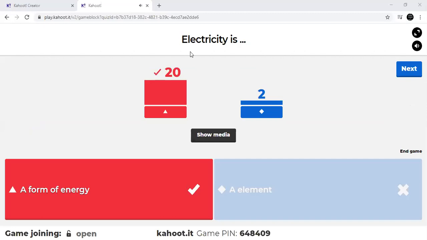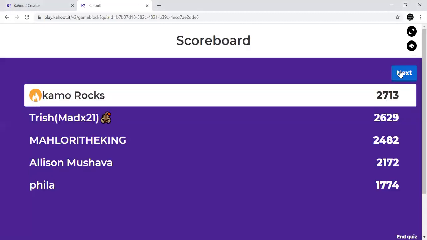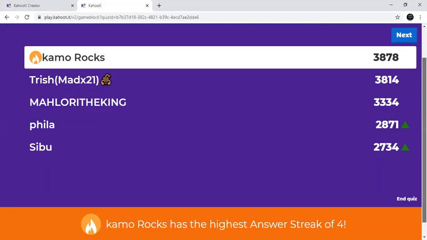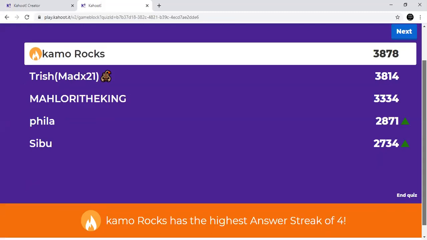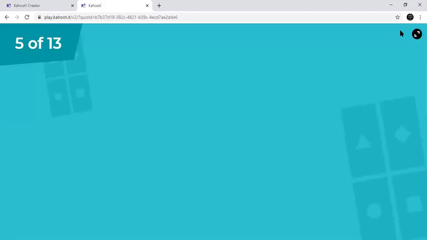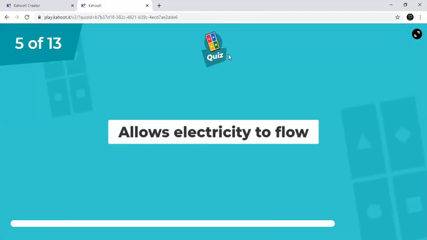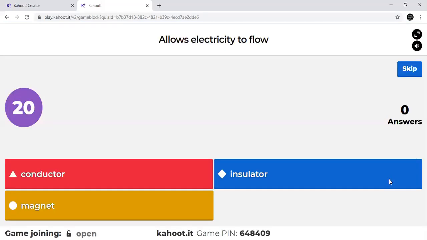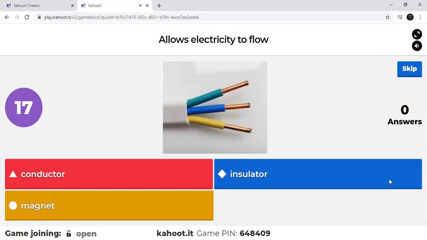Two of us said it's an element. Guys, what's an element? Okay, but well done to the 20 that got it. All right, let's see the scoreboard. Kamo, yeah, rock us Kamo. Then we have Trish, followed by Mashori, Pila, and Sibu. Welcome, Sibu. So it says here Kamo Rocks has the highest answer streak. Beautiful. Okay. Next question. This allows electricity to flow.